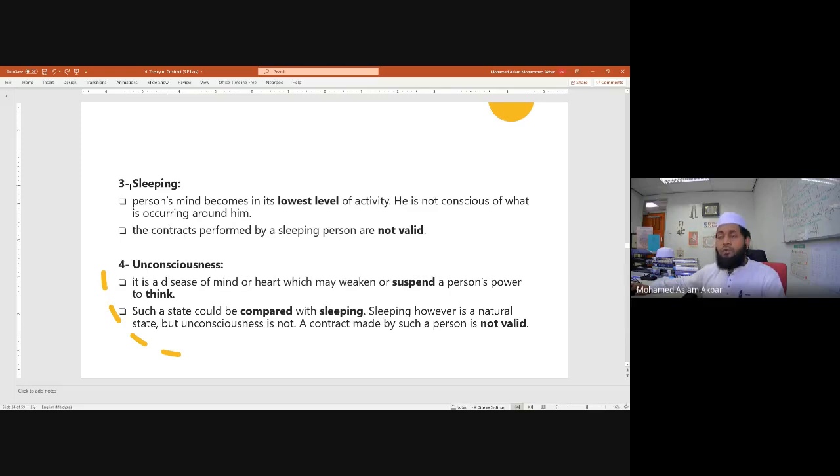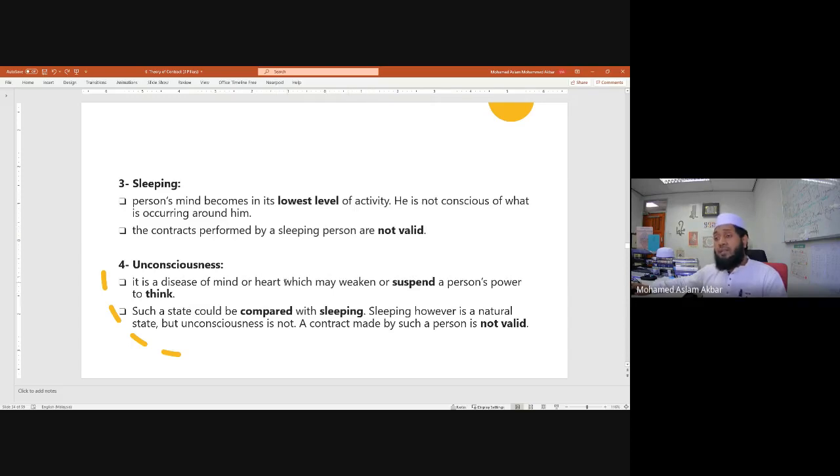Similarly, sleeping. A person's mind becomes at its lowest level of activity. He is not conscious of what is occurring around him. The contract performed by a sleeping person is not valid. For example, at 4 in the morning you go to a shop that is open 24 hours, and you see the cashier is sleepy or not conscious. Better you don't do any deal with him, because he might give you the wrong product, or take the wrong money, or maybe you pay him extra, or he gives you less. Anything can happen. That's why if he is sleepy, better you don't do business with him.